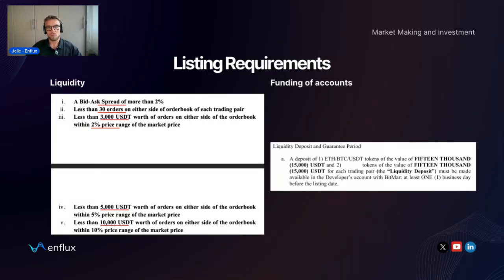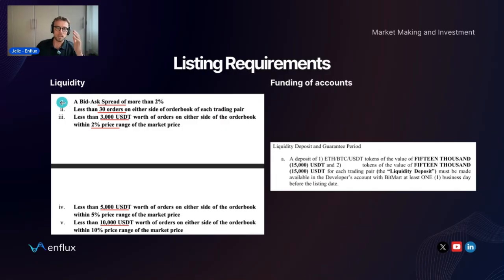So what does it require to get listed? I've taken some screenshots, and literally this comes from BitMart, the requirements to get listed here. And as I said, these are standard templated requirements. If you want to go on Gate and KuCoin, they have other requirements.